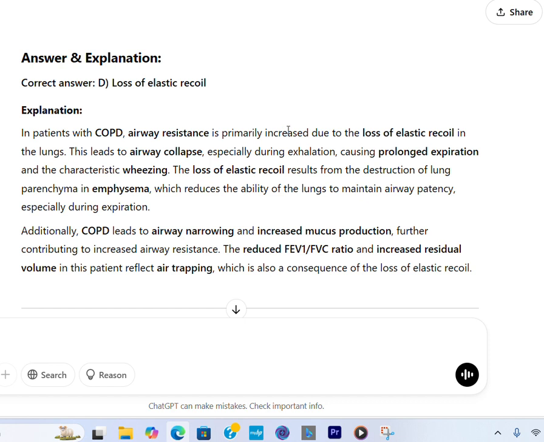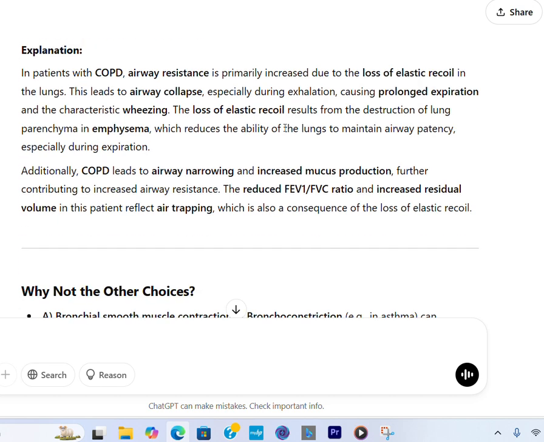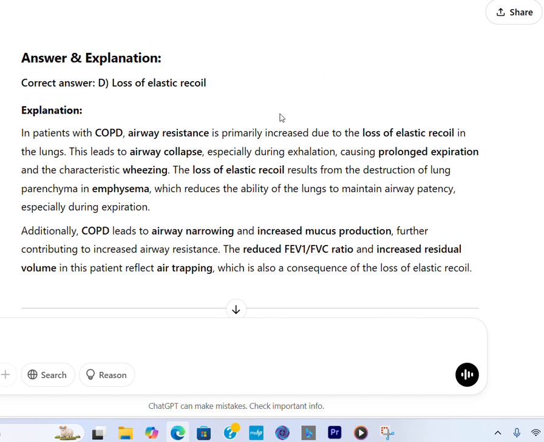Loss of elastic recoil. Explanation: in patients with COPD, airway resistance is primarily increased due to the loss of elastic recoil in the lungs. This leads to airway collapse, especially during exhalation, causing prolonged expiration and the characteristic wheezing. The loss of elastic recoil results from the destruction of lung parenchyma in emphysema, which reduces the ability of the lungs to maintain airway patency, especially during expiration.